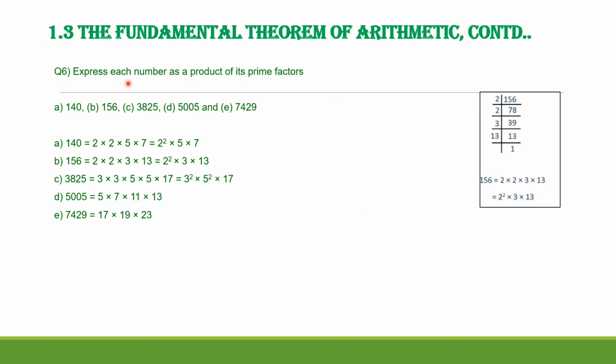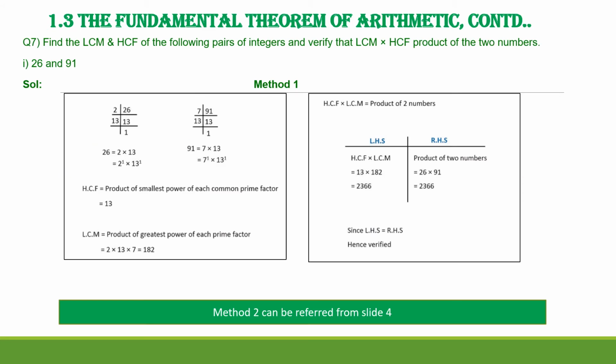Question 6. Express each number as a product of its prime factors. So here we have a couple of integers. How can you write them in the form of prime factors? 140, 156. It's quite easy. I think it's the same way that we have learned in one of the previous slides. So let's go to another slide.